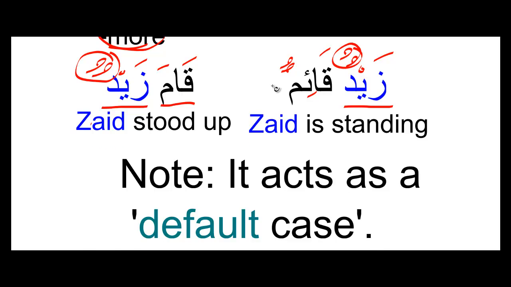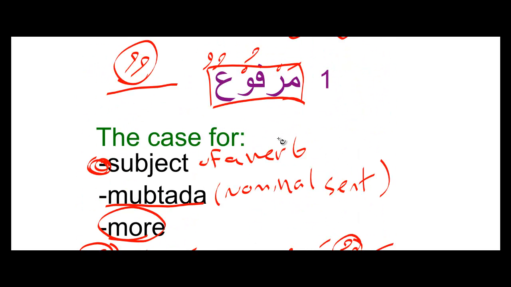And then a note here says it acts as a default case. So if you're taking an exam and you're not sure which case the word is, and nothing else is going on around the word, then you can pretty much guess marfu' and you'll get it correct. Not all the time, but it's pretty much the default case. If nothing else is going on, if there are no influencers, it will be marfu' and it will get a dhamma.